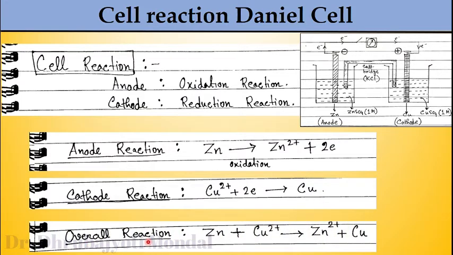Now overall reaction, if you add these two reactions, you can see these two electrons will be cancelled out. So what is the overall reaction? Zn plus copper 2 plus converts to Zn2 plus copper. So this is the cell reaction. Always remember, when you draw a cell, you have to show the anode reaction, the cathode reaction, and the overall reaction. And you have to mention what is the anode, what is the cathode, and what the electrolytes are also.